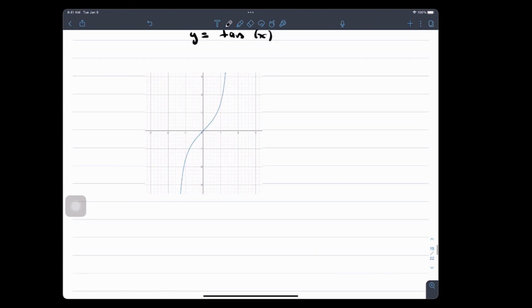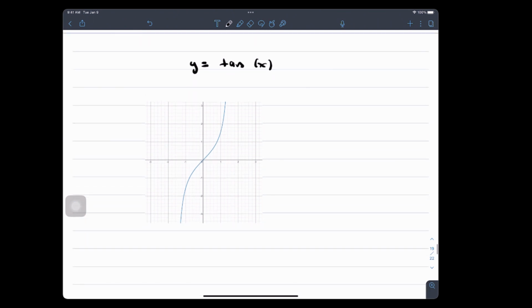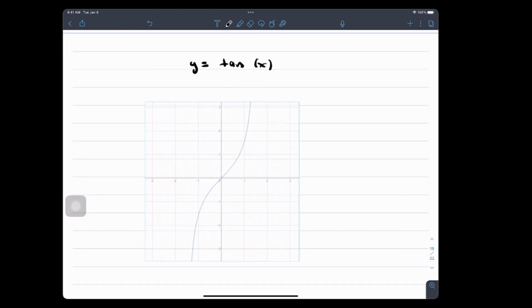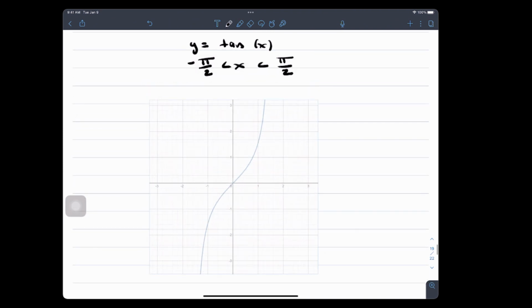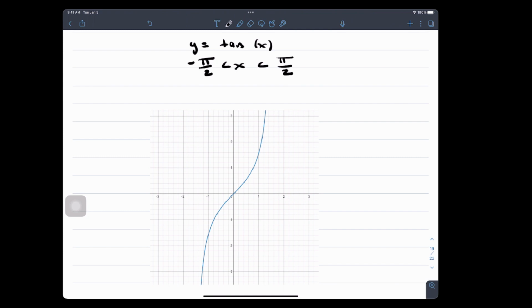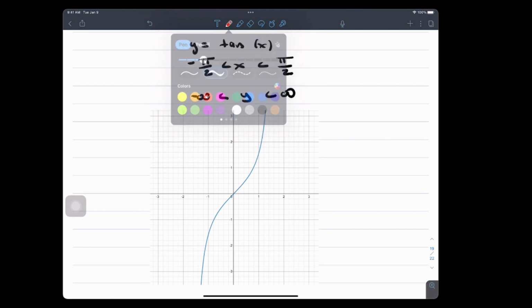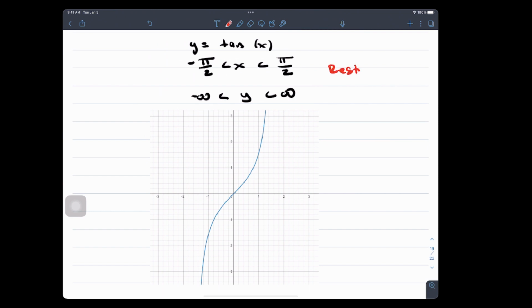So what you guys are looking at here is the graph of tangent with a restricted domain. So now your values of x have to be between negative pi over 2 and positive pi over 2. And what happens now is your values of y are really any real number. Okay, so we had to restrict our domain to make this one-to-one, and now we're going to have an inverse.